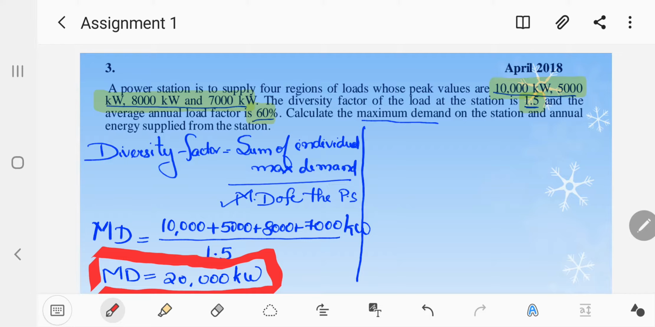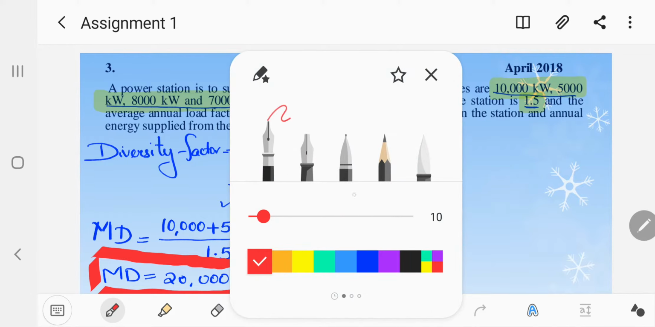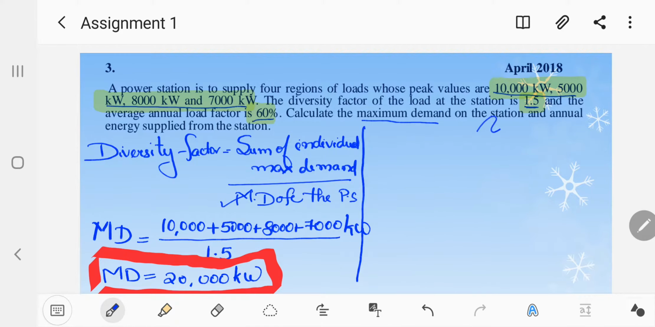Let's go for the second question. In the same one, we are having a sub question. What is the next question? Annual energy supplied from the station. And for this, they have given a clue also. The annual load factor is given in the question. What is the annual load factor? It is given as 0.6.